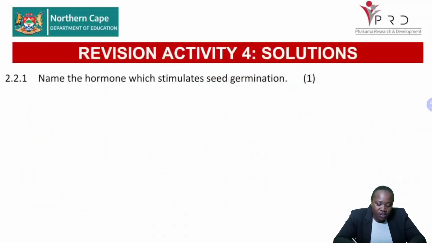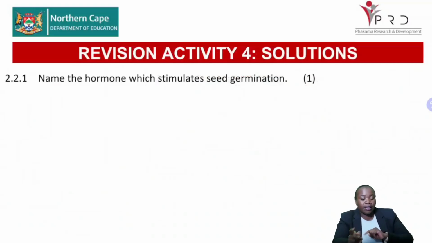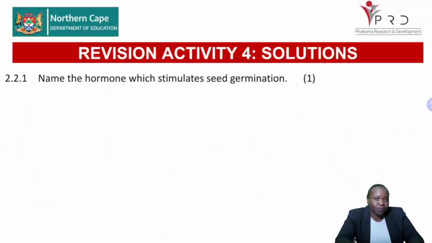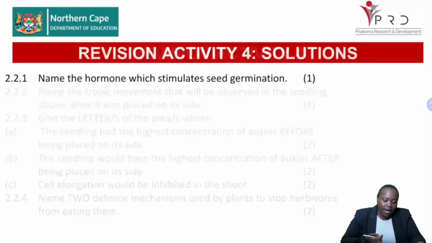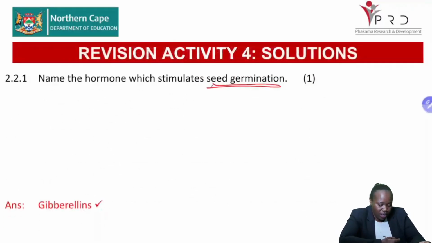Name the hormone which stimulates seed germination. Now here we are only looking at the hormone that promotes seed germination. This is the gibberellins. The gibberellins promote seed germination. We are talking about seeds, meaning that we can talk about germination here.